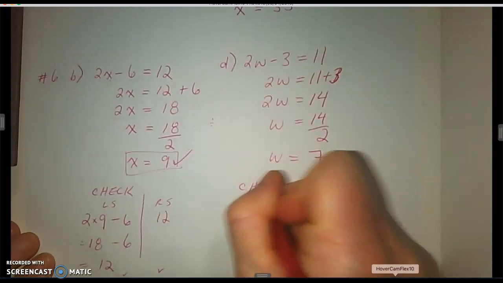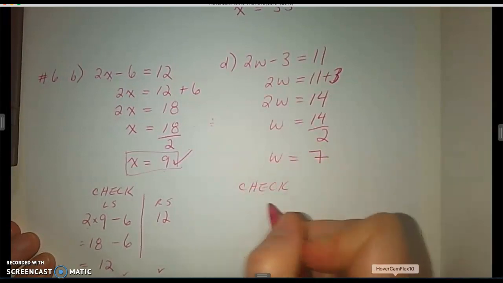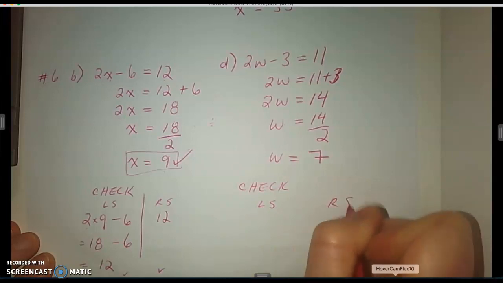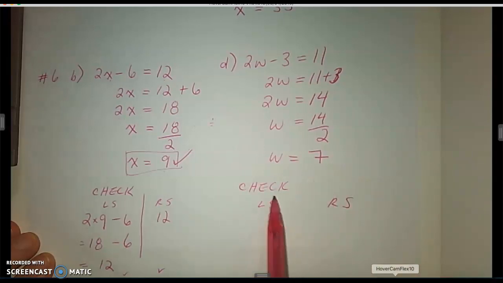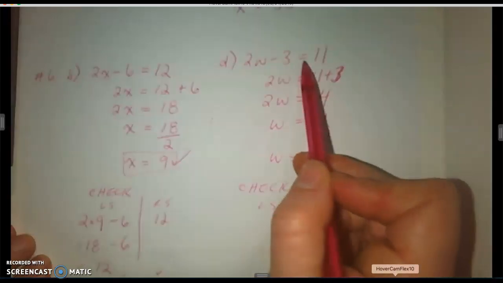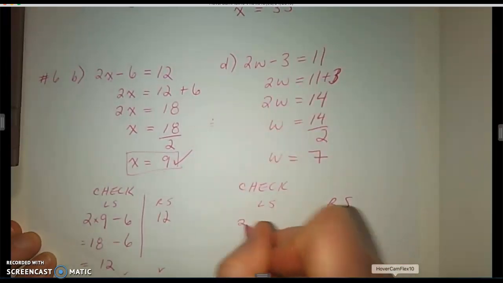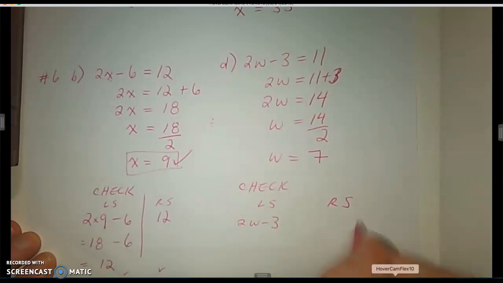To check, I'm going to do those same steps. Left side, right side. So you notice the thing that splits up the left side and the right side is the equal sign. So everything to the left of equals, 2w minus 3. Everything to the right of equals is just the number 11.